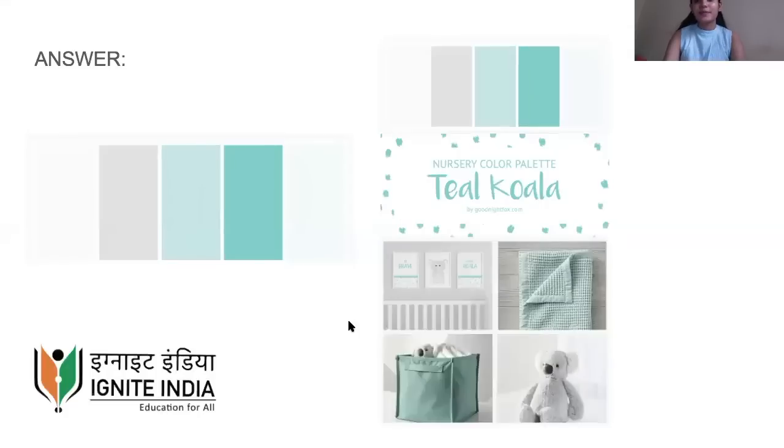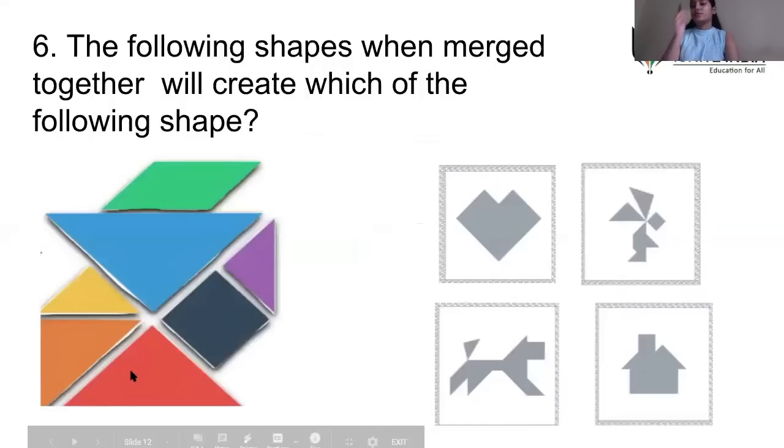All right, moving on to the next question. As I said, I hope till now you have enjoyed what we were doing, and let's move ahead with the next set of 5 questions so that we can finish this quickly. So yes, I hope we are all clear with this. Moving to the next. The following shapes, when merged together, will create which of the following shapes?